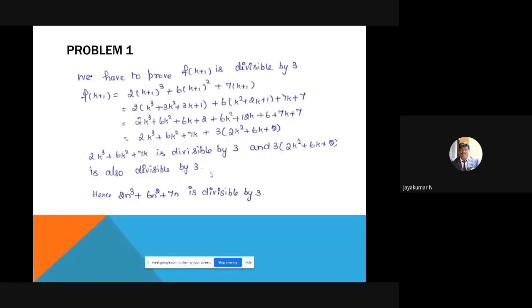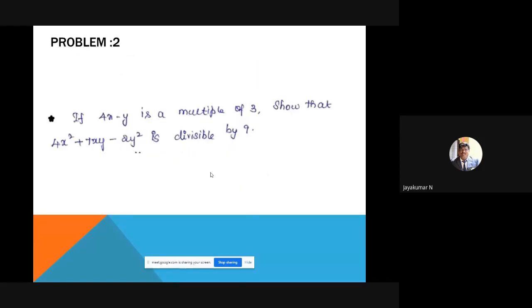Can I move on to the next problem? Okay, so this is a little bit different. The proof of this problem is not similar to the previous problem. If 4x minus y is a multiple of 3, we have to prove that 4x square plus 7xy minus 2y square is divisible by 9.